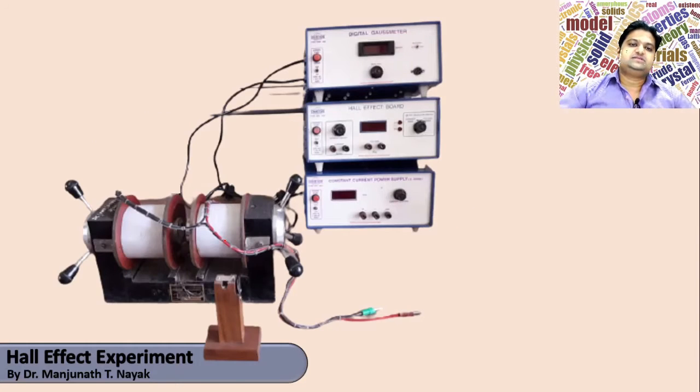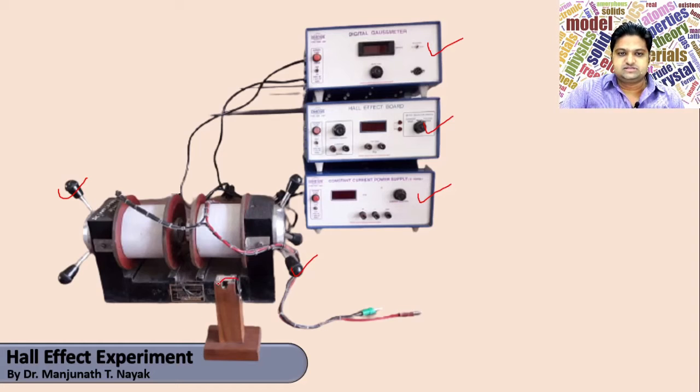Moving on, this is the setup that you will see in your laboratory. You will be given a digital Gauss meter. You will be given a Hall effect board, and you will be given a power supply, a current power supply, which can be used to power your electromagnet, which is given here. On these two corners there is a rotator which you can use to move the magnets closer or away from each other.